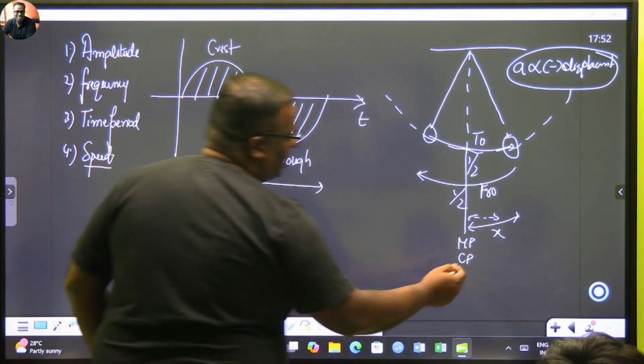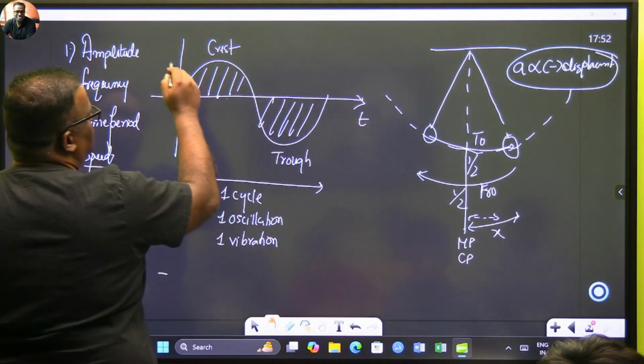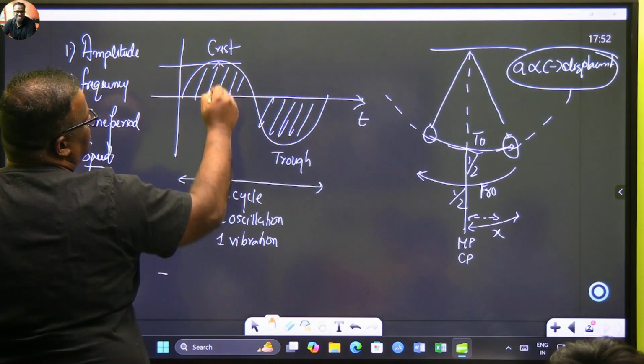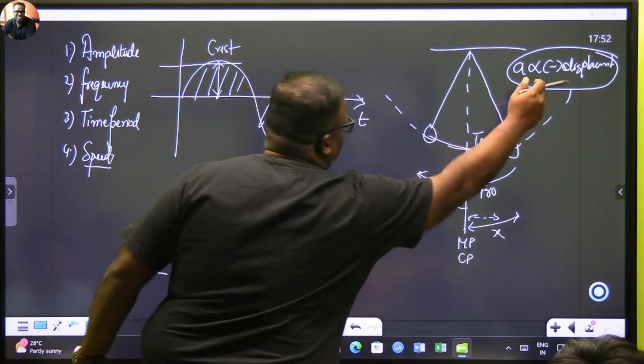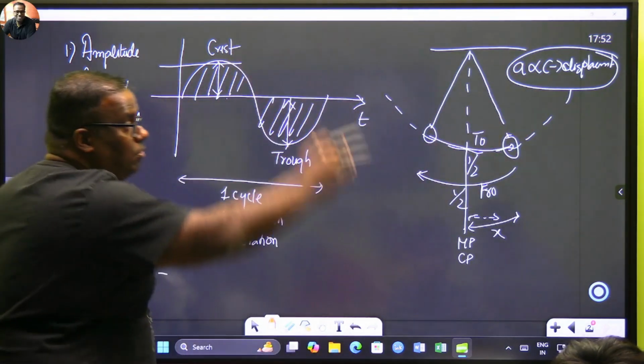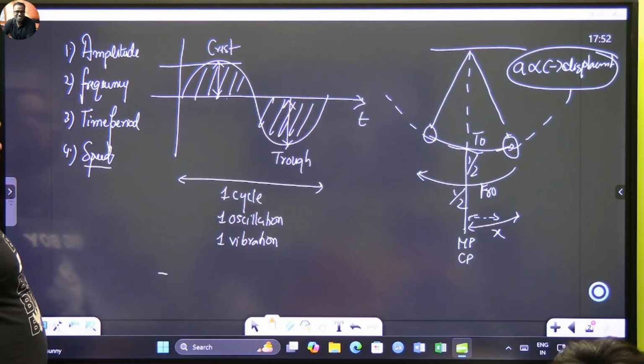Now let's understand first हमारी चीजें देख लेते हैं. What is amplitude? The maximum displacement from the central mean position to either of the side. Means in the case of a wave, this will be my amplitude. That is positive amplitude, this is negative. अगर आपने इसको positive माना तो ये negative है. But from the mean position. Remember, always from the mean position. That is known as amplitude.